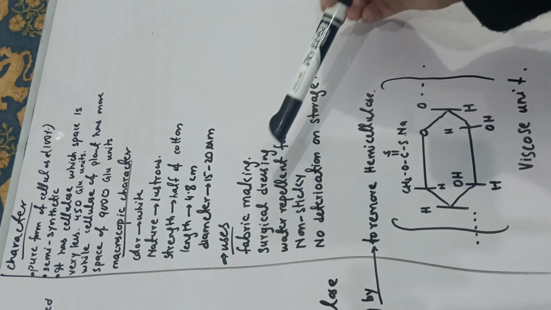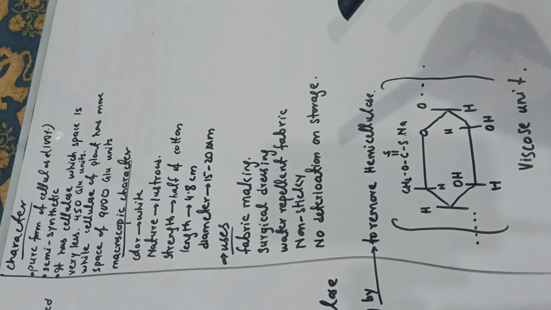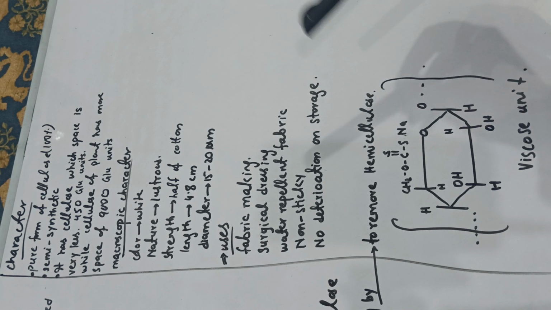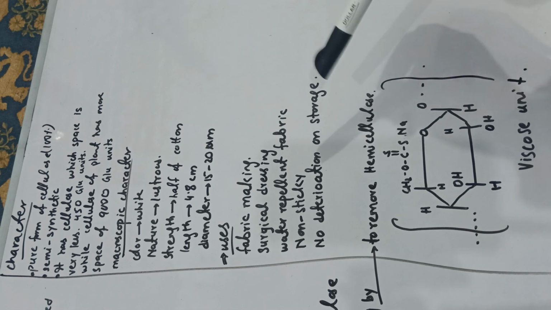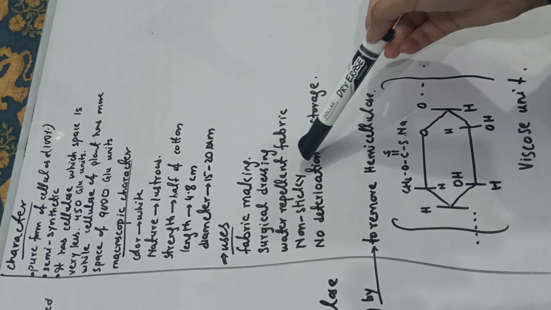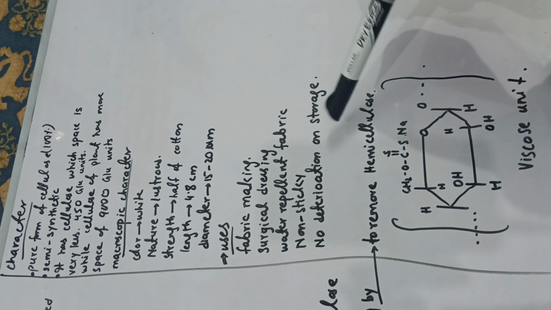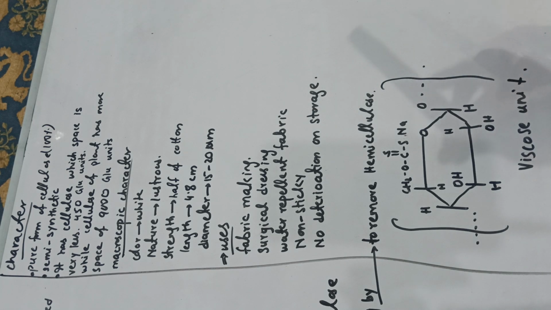It is a water repellent fabric, so it doesn't wet itself with water. This is the most useful property of this fabric, and it is non-sticky in nature, and it does not undergo deterioration on storage. As we have seen in silk, it can deteriorate with age; by storing it for a long time, it will deteriorate. But this is the benefit of viscose, that it doesn't deteriorate on storage.